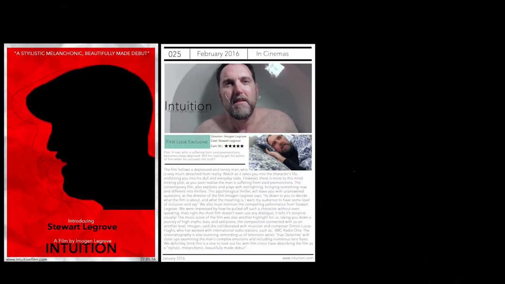A link between my poster and film review is the quote that is featured in both. On my poster at the top, I have a quote describing my film as a stylistic, melancholic, beautifully made debut. I believe this quote gives a sophisticated style to both my poster and film review, and putting it on both ancillary texts, it has allowed my audience to get an insight into what audience members and others may think of it.